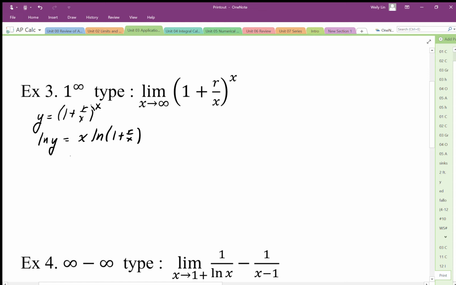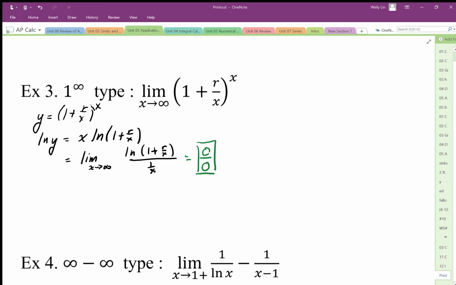So I'm going to rearrange this and do a limit. So we're going to do the limit as x goes to infinity. Okay, this will be log 1 plus r over x all over 1 over x. Okay, so now we have established our condition here, because if we plug in, we have our 0 over 0 condition. This is going to be equal to 0 when we let the x go to infinity. So we have our 0 over 0 condition, so now we can apply L'Hopital's.